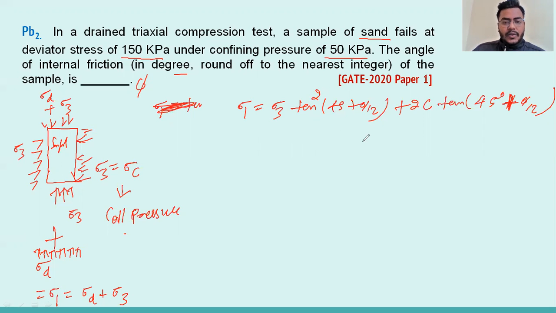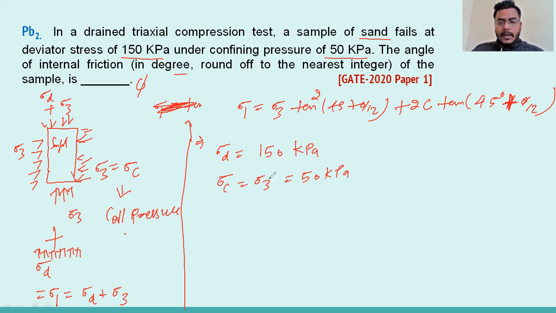Okay, so now we can go to solve these questions. Now we can easily understand because we have some idea about the triaxial compression test. So here, first thing is mentioned sand, and sigma d is given 150 kilopascal. Cell pressure, that is sigma c or sigma 3, is given 50 kilopascal. Sand means c is equal to 0, obviously. So by putting c equal to 0, this expression will be 0.